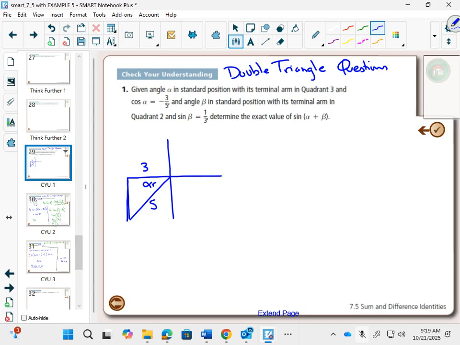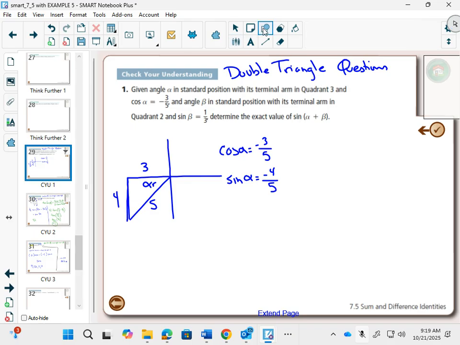And once you've drawn this triangle, you can do a squared plus b squared equals c squared. You probably recognize this as your 3, 4, 5 triangle. And we've got our alpha triangle. We already knew that cos of alpha was -3/5, but now that we've drawn the triangle, we also know that sine of alpha is -4/5.